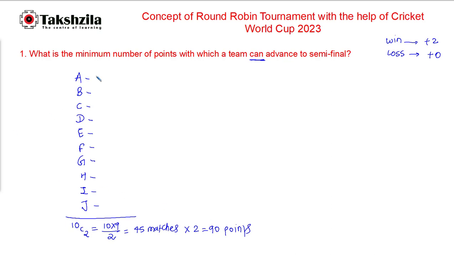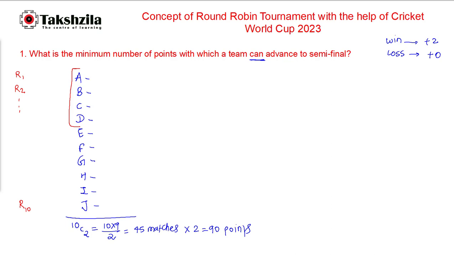And we know that the top 4 teams will play semi-finals. Let's say A, B, C, D are the top 4 teams. So A is the rank 1 team, B is the rank 2 team, and so on. Likewise, J is the rank 10 team. The top 4 teams, that is A, B, C, D, will advance to semi-final. So now the question is, what is the minimum number of points with which a team can advance to semi-final?